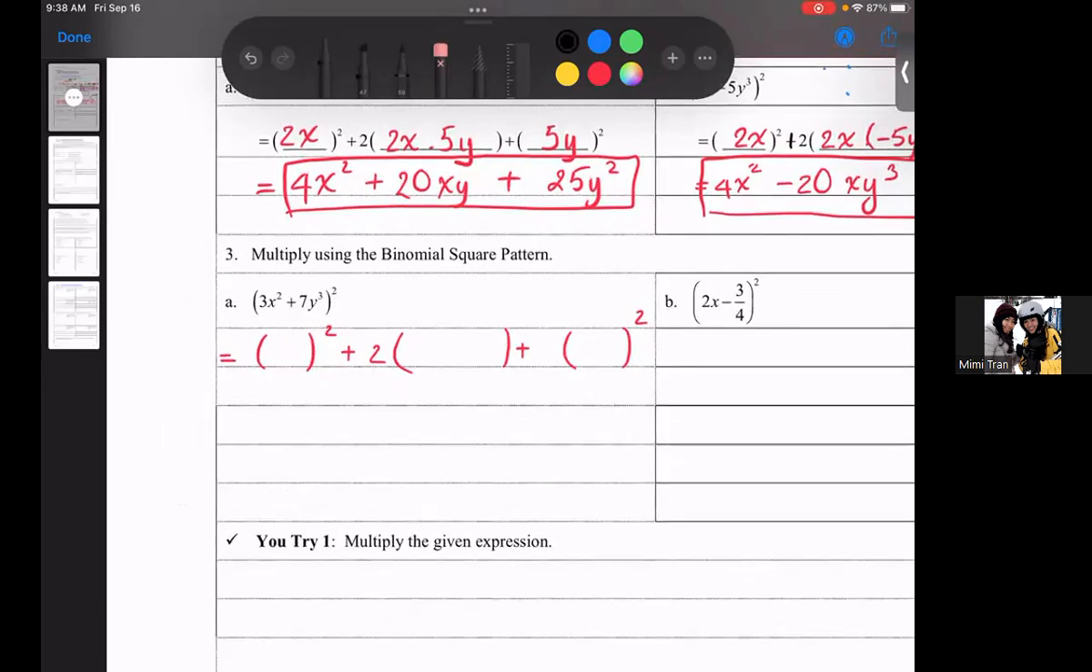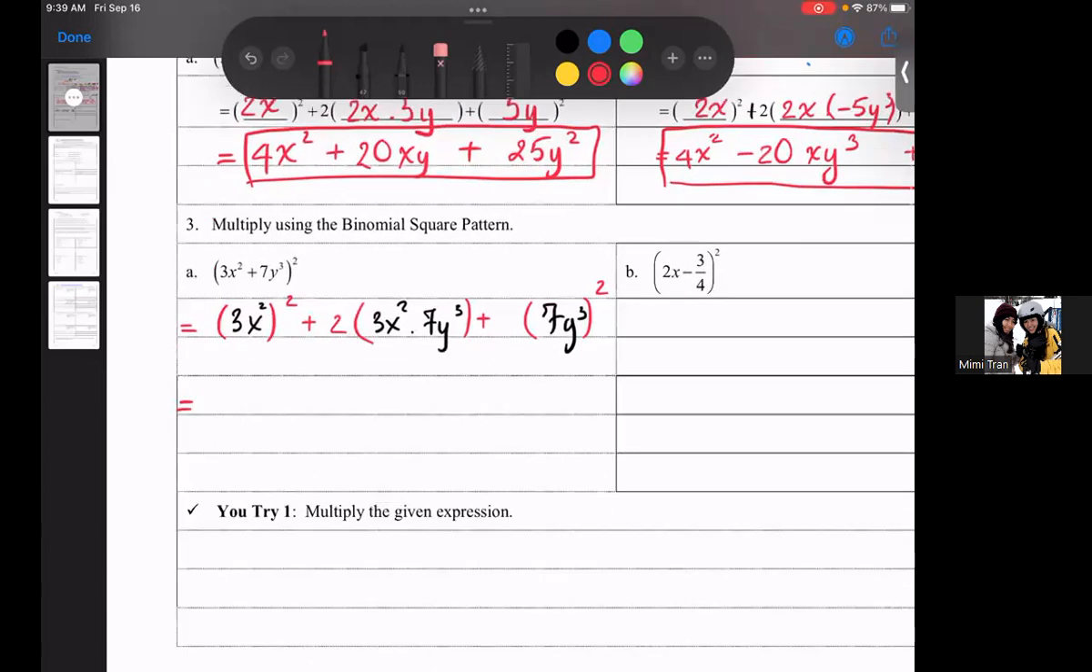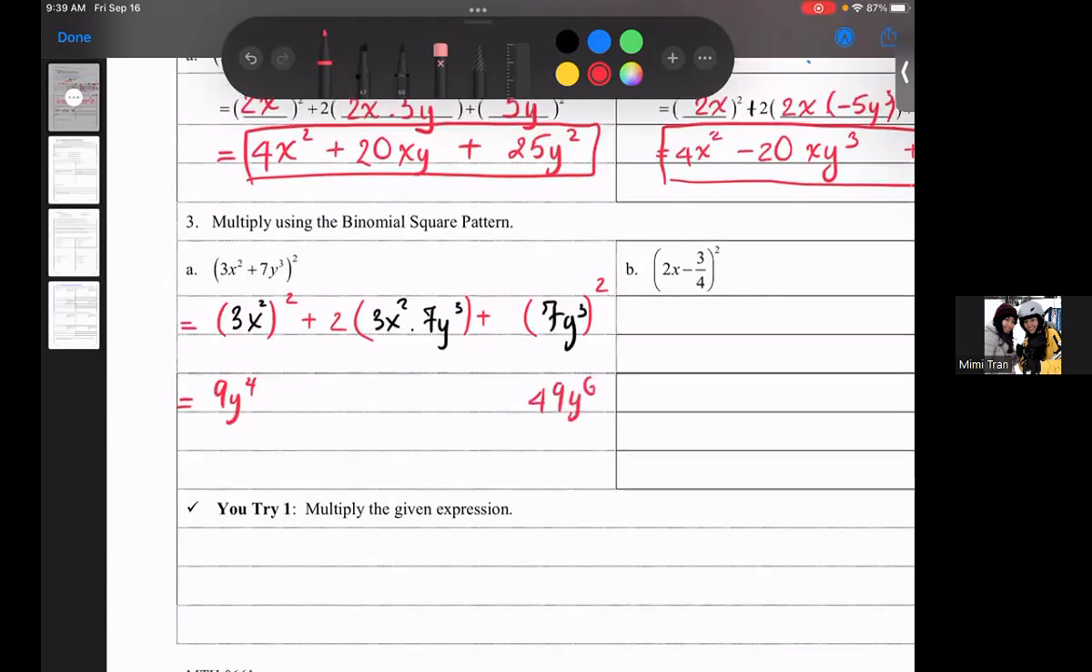So I'm gonna fill in for A, so it'll be 3x squared, right? Fill it in. And the last one would be 7y cubed. And then fill in the middle, 3x squared times 7y cubed. Someone tell me what's the value for the first term? Thank you. Last one. Very good. And then the middle one, you use your calculator.